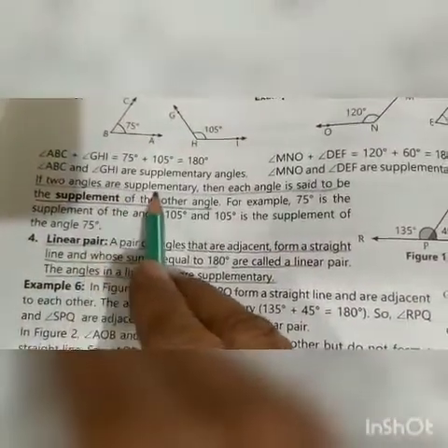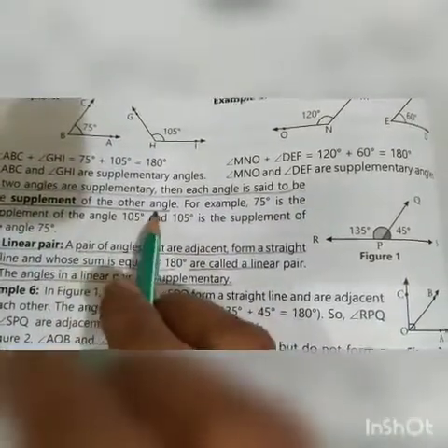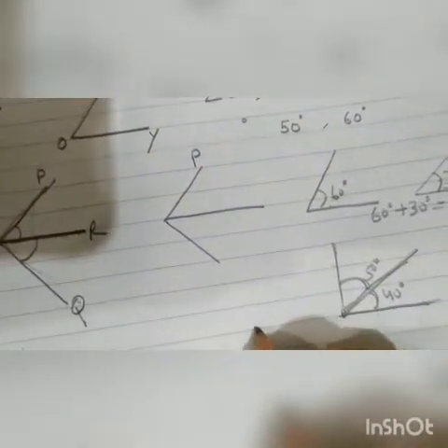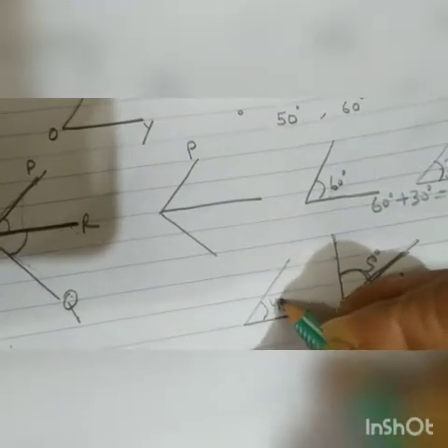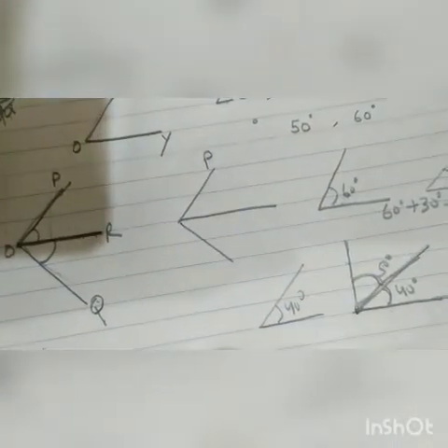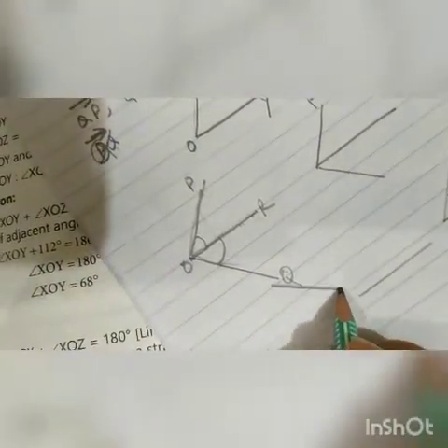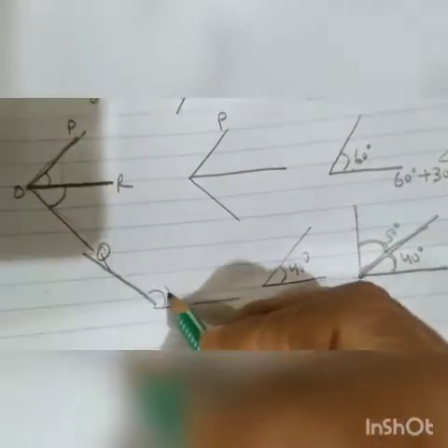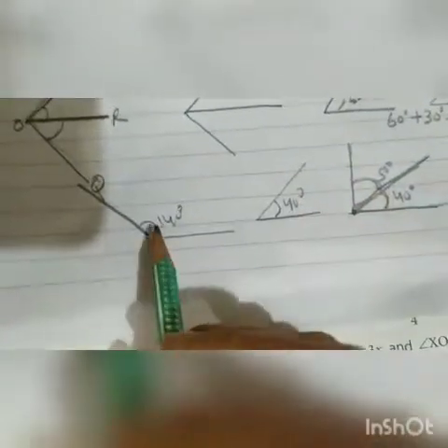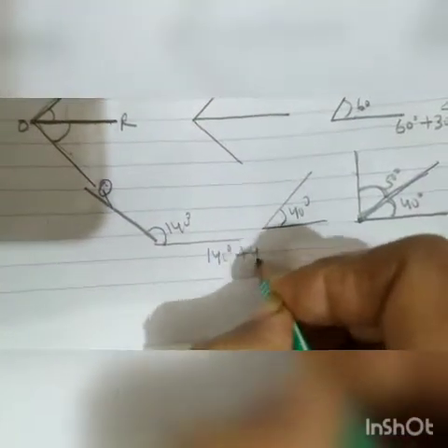If two angles are supplementary, then each angle is said to be the supplement of the other angle. See, I have drawn this one angle 40 degree and one more angle, this one. This one is 140 degree. If we add these two measurements, we get 180 degree. 140 degree plus 40 degree.